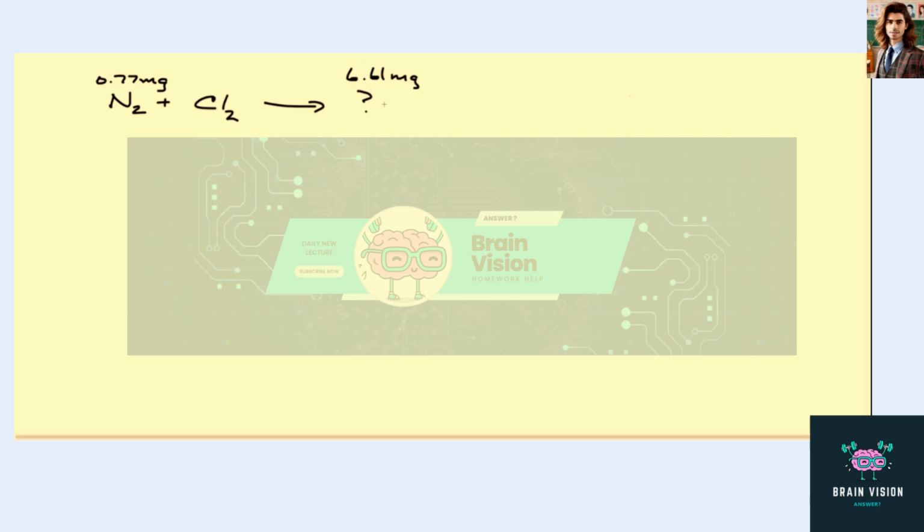So we know that 0.77 milligrams of nitrogen is reacted with chlorine to make 6.61 milligrams of something, but we don't know what the formula is. Well, the first thing we have to do if we're going to look for an empirical formula, we need to know the mass of each of the substances. We don't yet know the mass of the chlorine.